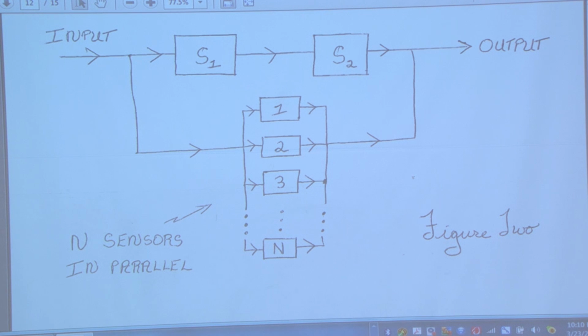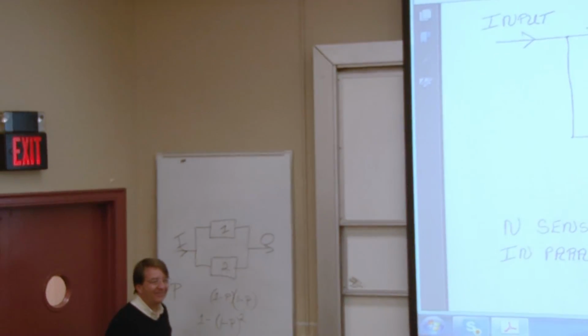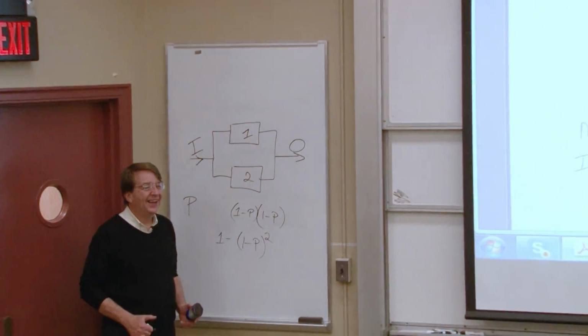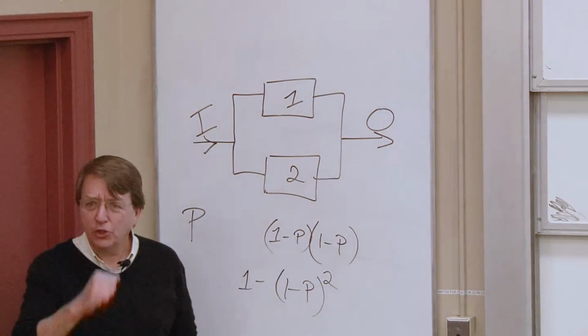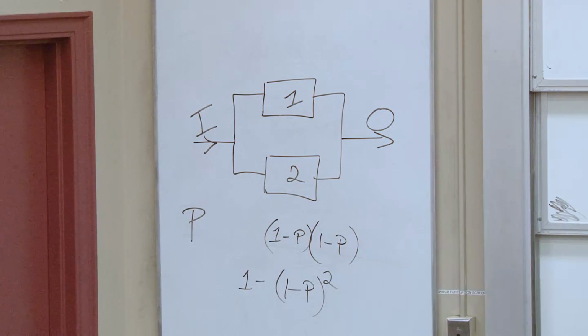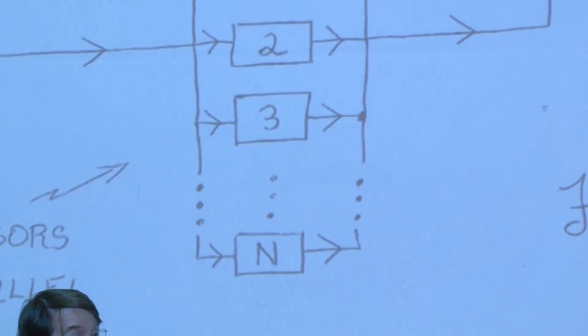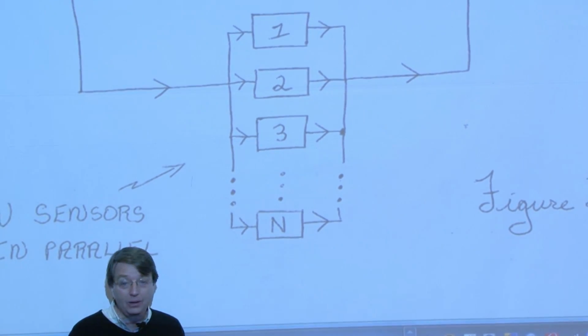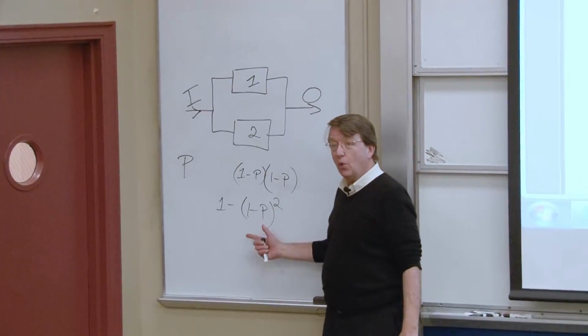Who can help me out? What's the probability of this system working? Make n, just keep n. What's the probability of this system working? Come on. What do you get? Do we have a brave soul amongst us? I know you can do this. What's the probability of this group of n sensors working? 1 minus, am I saying it right? Now be careful. I need your help. It's 1 minus p quantity raised to the n.